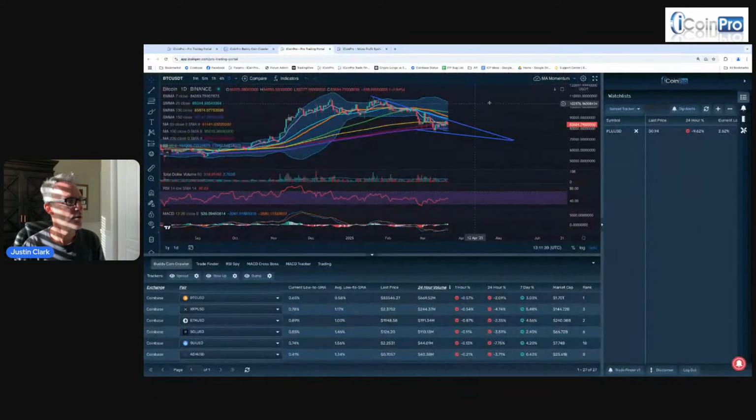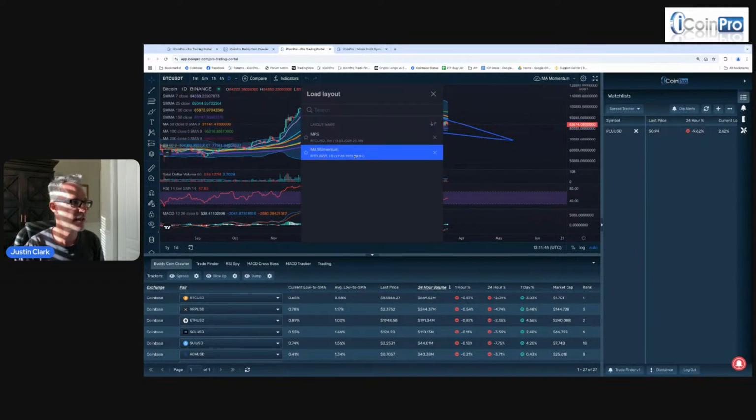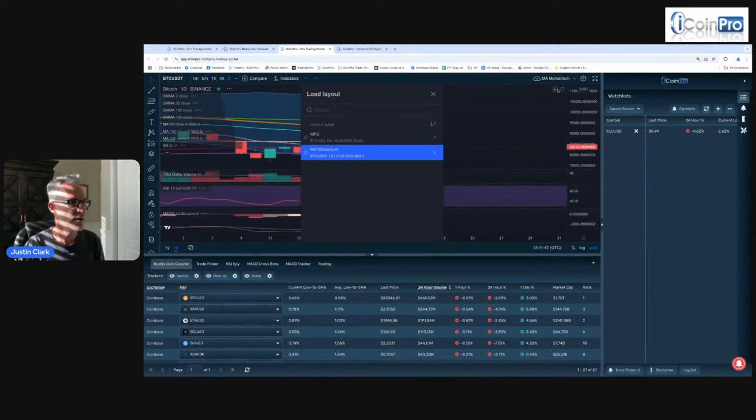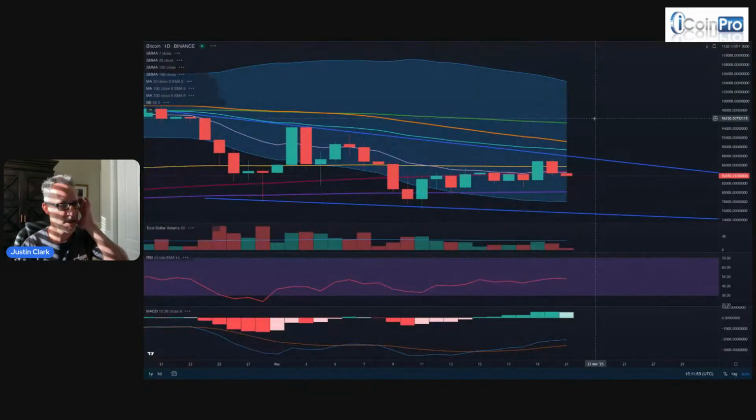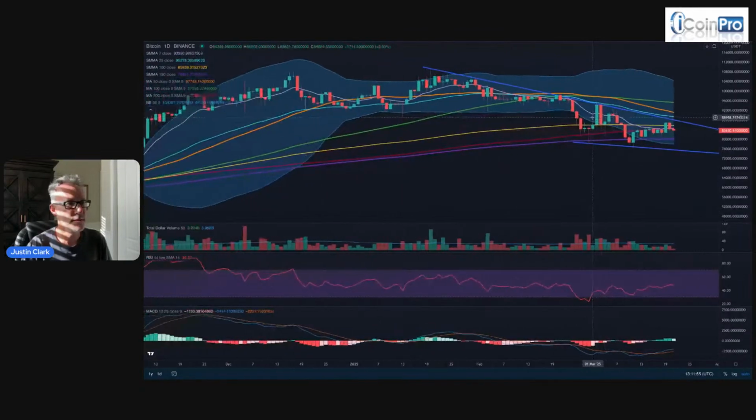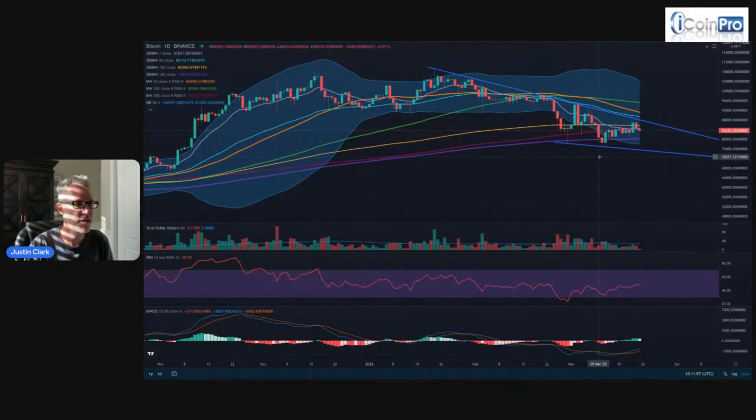All right, so digging into this, I'm in the iCoinPro trading portal. This is our custom software we built to trade our strategy from the ground up. And you want to just click up here and then click Load Chart Layout and MA Momentum. That will bring this up. And we'll cover a couple basic things for the noobs that are on here on the stream this morning.